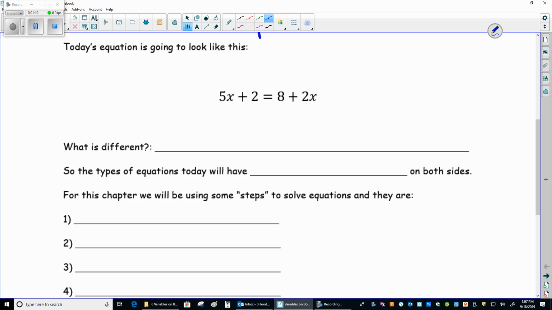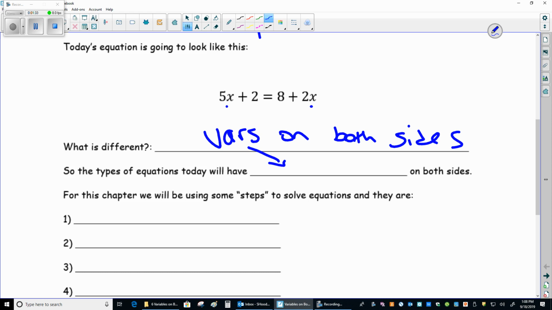Well, hopefully you noticed that this thing has variables on both sides like that. And as long as you wrote something similar to that, variables on both sides, there's x's on both sides, that's how today is going to be different. So today, the types of equations will have these variables on both sides.